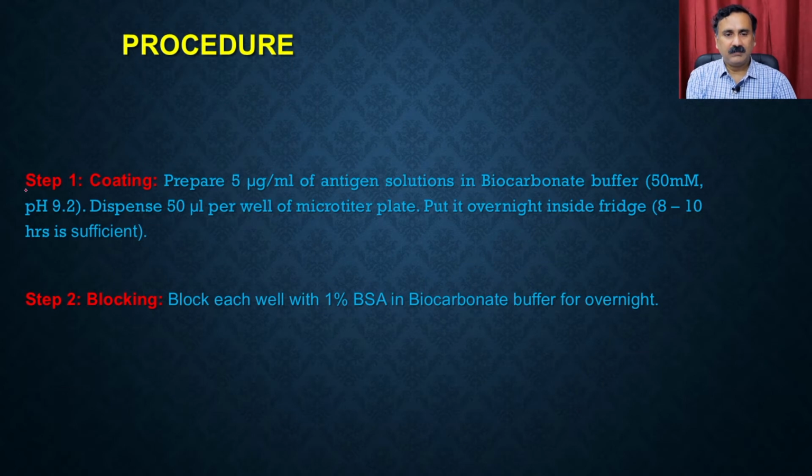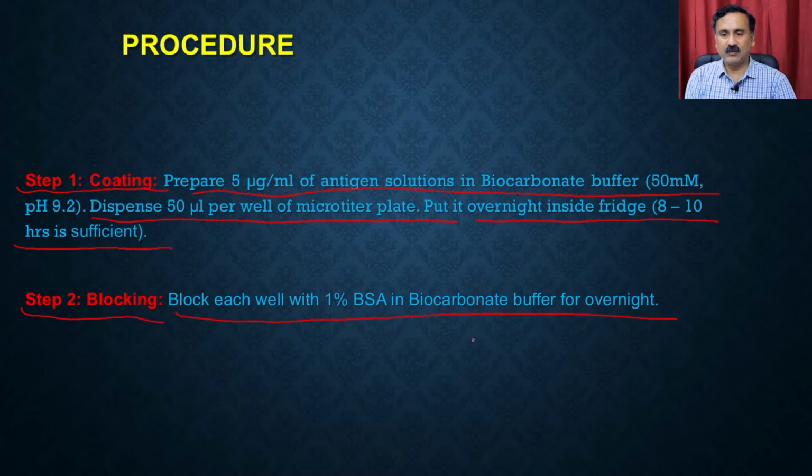The procedure is, step 1, you have a coating. So you can prepare 5 microgram of antigen solution in the bicarbonate buffer, and then you dispense 50 microliter per well of the microtiter plate, and put it overnight inside the fridge, or 8 to 10 hours is sufficient. Then step 2, you are going to do the block. So block with 1% BSA which you prepare in the bicarbonate buffer for overnight.